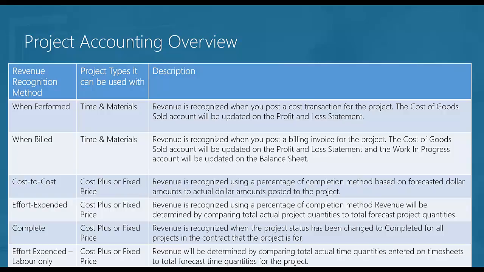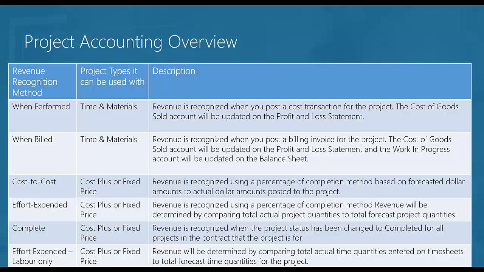The effort expended option is basically the same thing as cost to cost, with the exception that it's not looking at the dollar values, but rather the quantities. So in this case, the percentage of completion is based on quantity of hours or quantity of values. So if you have 100 hours as part of your labor component to be completed, and again, you've got 50 hours expended, it's going to recognize 50% of the revenue, assuming that you're 50% done in terms of effort required to complete the project.